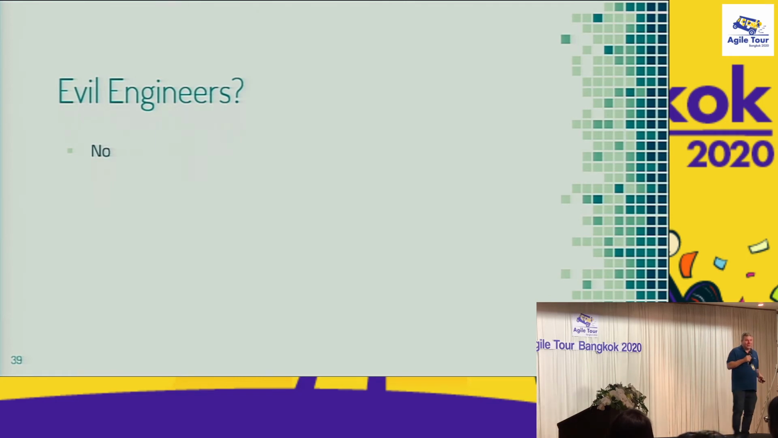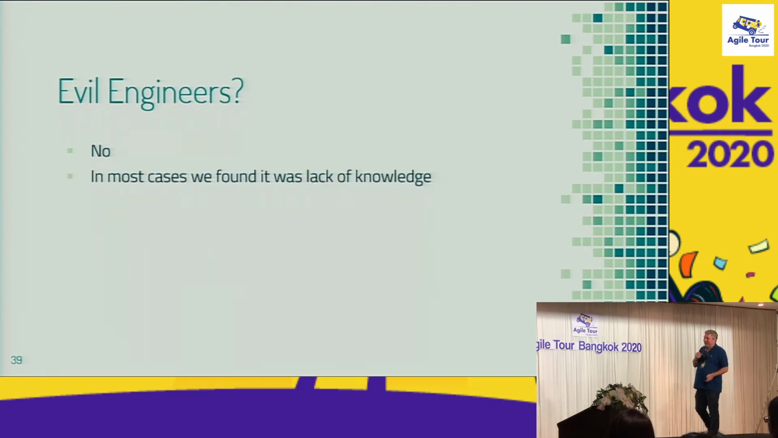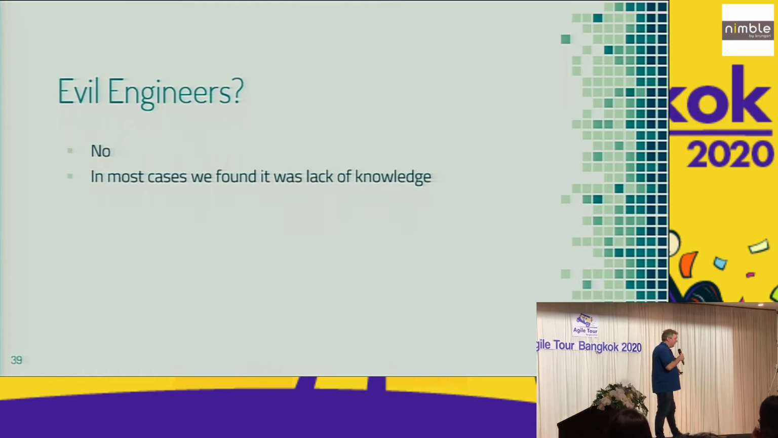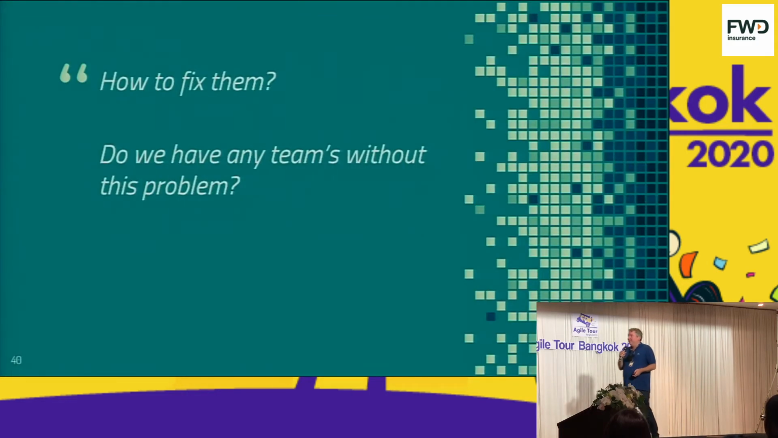What we found was primarily a lack of knowledge. It was guys who were writing C# code for the first time. They were JavaScript developers before, and they found Dynamics for the first time and went, yay, not understanding how things work under the bonnet. So, how to fix them?